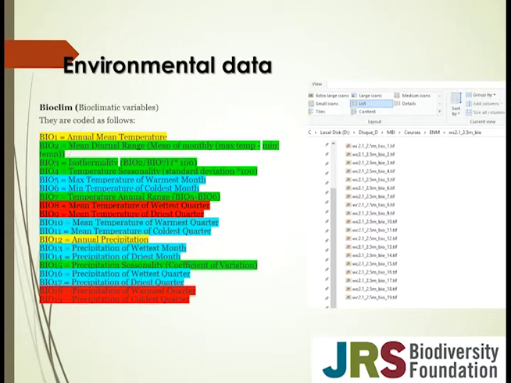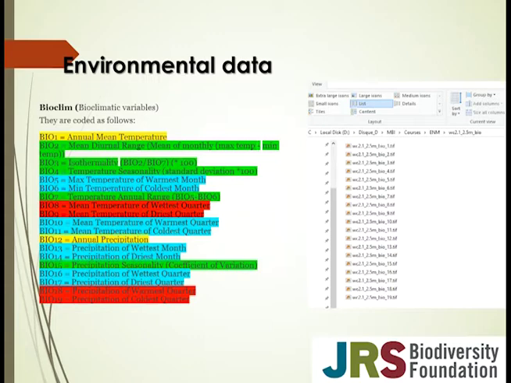Bio 2 is the mean diurnal range. The range is the difference between the maximum temperature and the minimum temperature, calculated monthly, and then the mean over the year is calculated. Bio 3 is isothermality. That is the proportion of the mean diurnal range to the annual temperature range. As you can see, Bio 7 is the annual range.